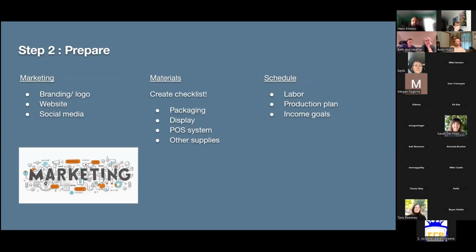You want to prepare. You want to make sure your branding is ready to go. You at least have a logo, basic contact information, that kind of thing. Website, social media, that's really important to get started before you even start making these customers, going to these direct sales outlets. You want to make sure you have all the materials you need together: packaging, display, point of sale systems, very important. You want to make sure you can accept as many types of payment as possible.